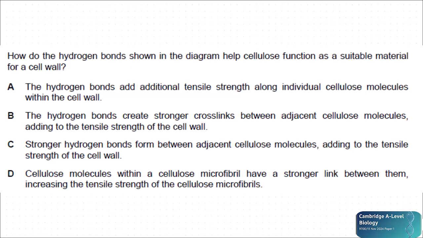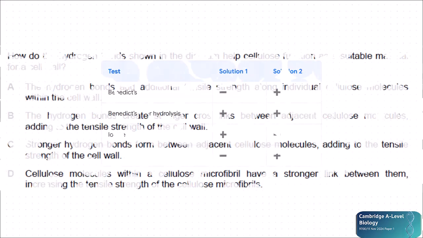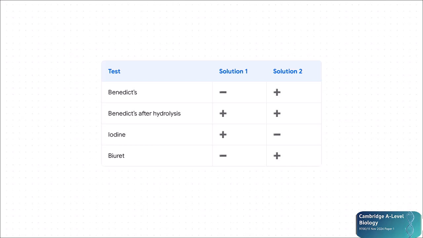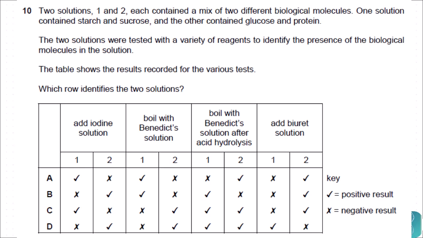If solution 1 is starch and sucrose, what do we expect? Well, a negative Benedict's test at first, because sucrose is a non-reducing sugar. But it should turn positive after we add acid and heat to break it down. And it should be positive for iodine because of the starch. Does solution 1 match? Yes, exactly. Now for solution 2 with glucose and protein. We'd need a positive Benedict's test for the glucose and a positive Biuret test for the protein. Does solution 2 match that too? It sure does. It's a perfect fit. This question is all about knowing your food tests cold.